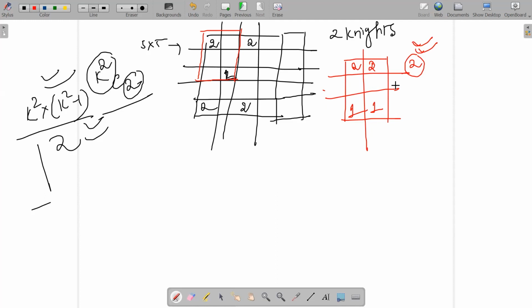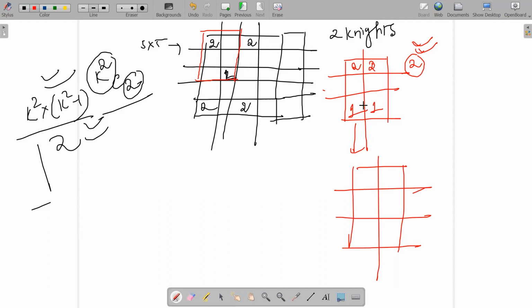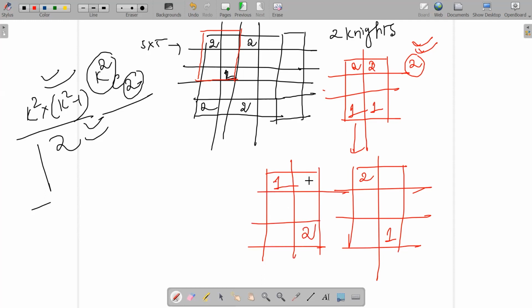Okay. Now see, both the knights are identical. Though they cannot be differentiated. Suppose that I have a configuration like this: 2 is present here, 1 is present here. What if you interchange the position of 1 and 2? 1 comes here, 2 comes here. It's not different than this.